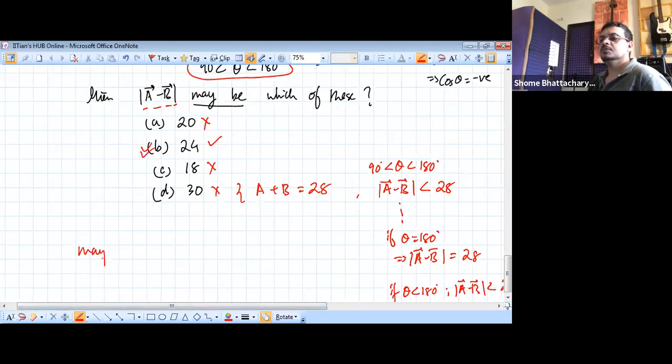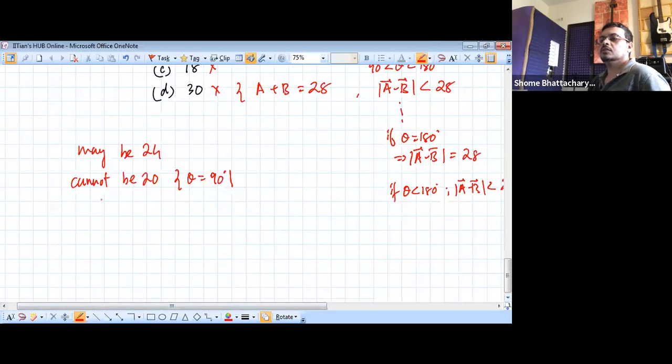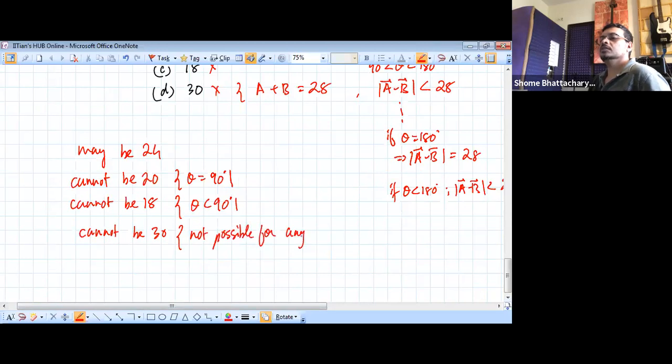It may be 24, but cannot be 20 because for 20 the angle theta has to be 90 degrees. Cannot be 18 because for that theta has to be less than 90 degrees, and cannot be 30 because that's not possible for any theta.